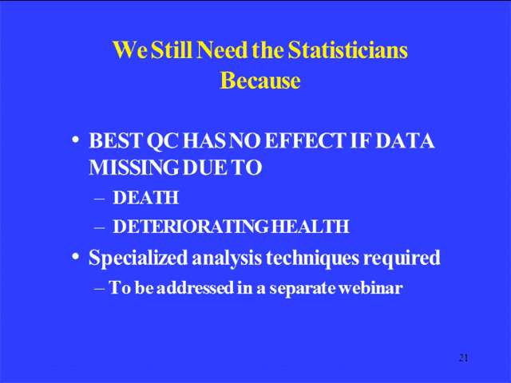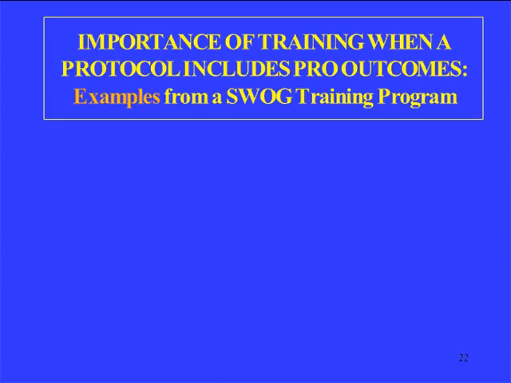We still need the statisticians, even with all these quality control efforts, because the best quality control has no effect if the data are missing due to death or deteriorating health. This requires specialized analysis techniques, and these techniques are going to be addressed in a separate webinar as part of this series. Next slide.